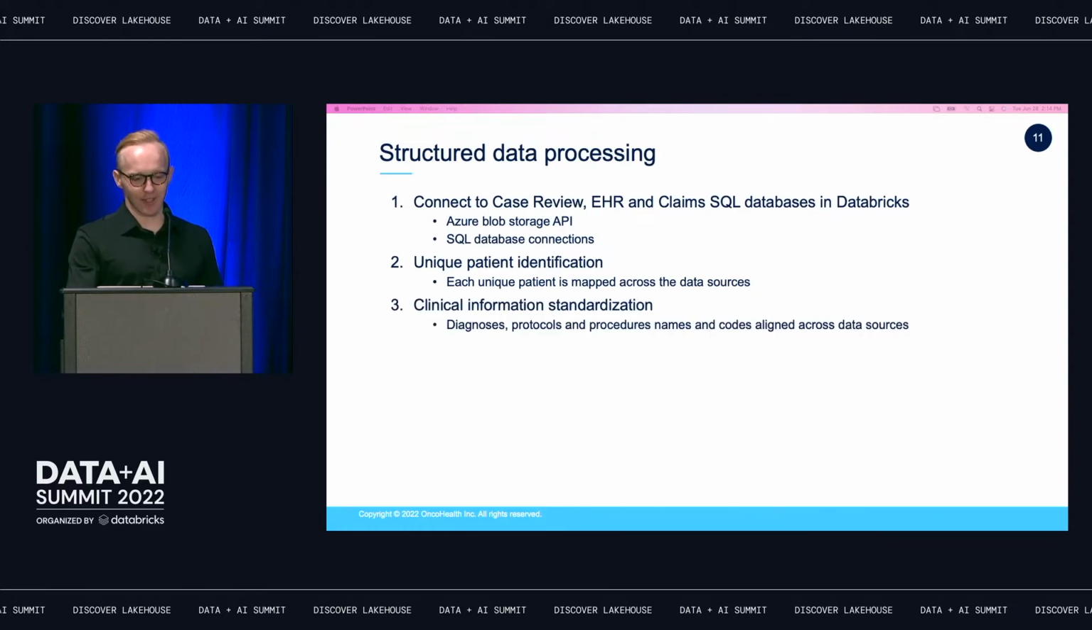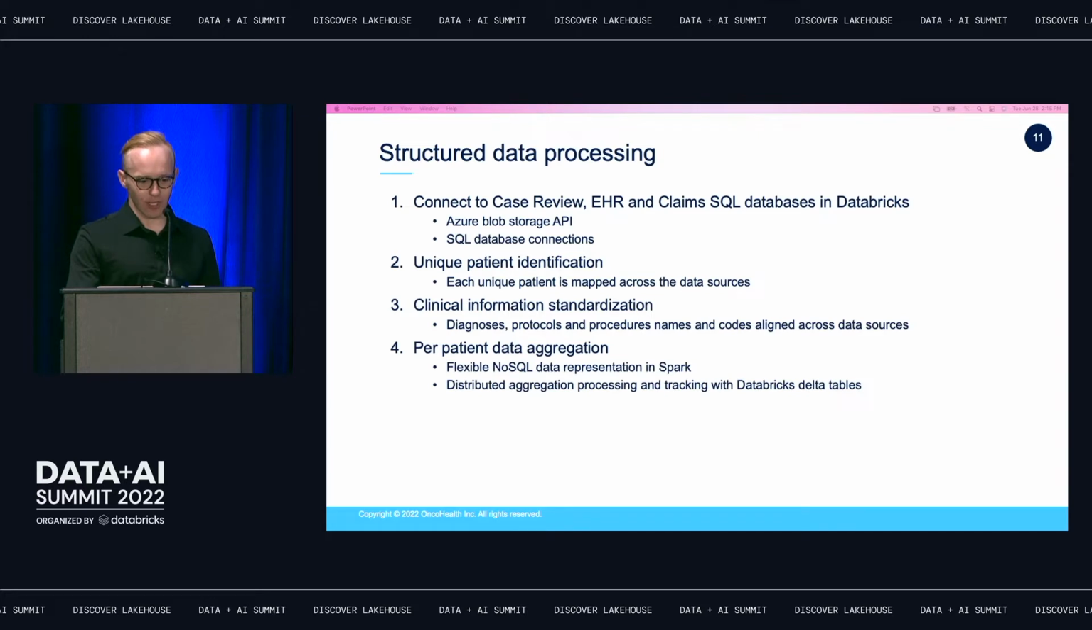Next, of course, is the clinical facts like diagnosis, protocols, procedure names. Although they tend to be standardized per a particular data source, they're not going to be standardized across them. And it's really important for us, again, an additional processing step in our pipeline, in order to standardize all the critical components of our structured data into a single unified format.